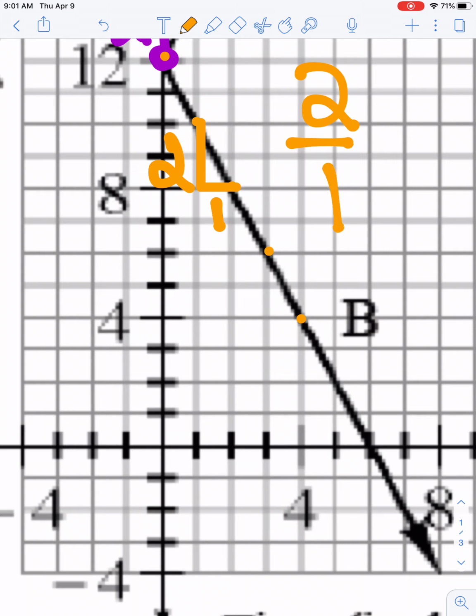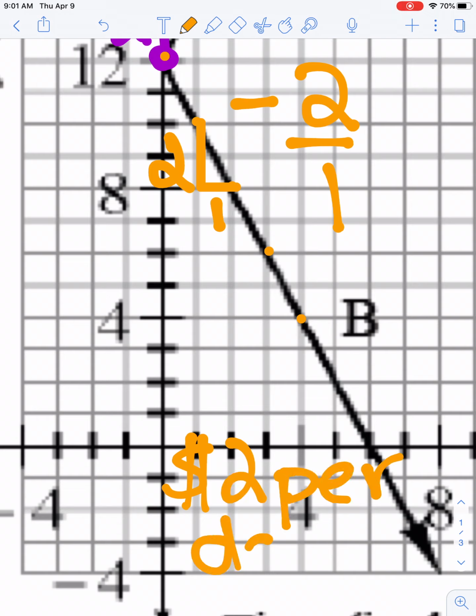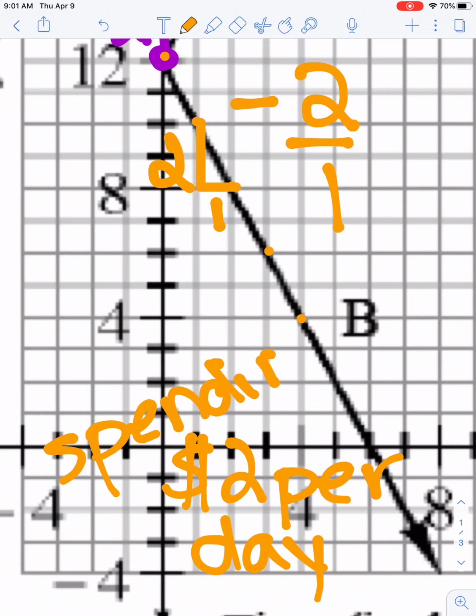But it's not going upward. So it's negative 2 over 1. This person is spending $2 per day. Not saving. They are spending. So that is called your slope. Your slope is negative 2 over 1. It's going downward. That's also my unit rate. And just like with person A's line, I could have used any of these other points, and I should still always be able to reduce that fraction to the same thing.